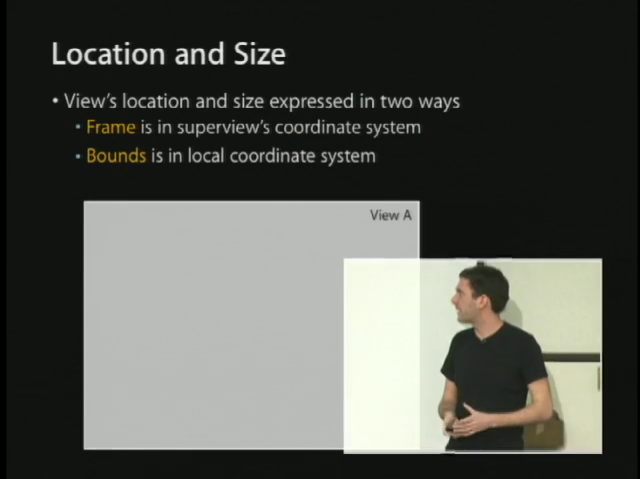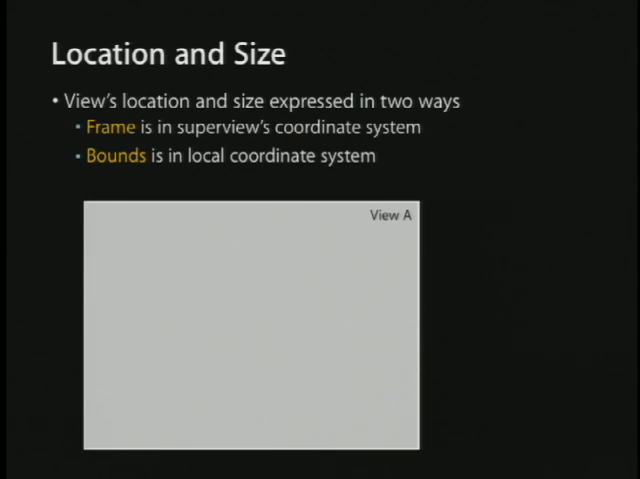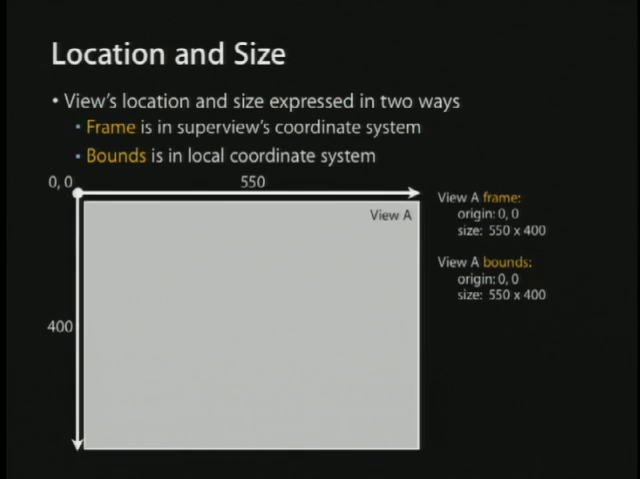So let's take a quick look at that. We've got a view A. Let's assume that its superview is the exact same size as it. It's positioned directly on top. So in that case, its frame origin is going to be 0, 0, because its origin is at 0, 0 in its superview's coordinate system. And its width and height will be 550 and 400 in this case. We're just picking some arbitrary sizes. So that's the frame. It's the rectangle that defines the size and location of the view in its superview's coordinate system. As we said, frame origin is 0, 0, size 550 by 400.